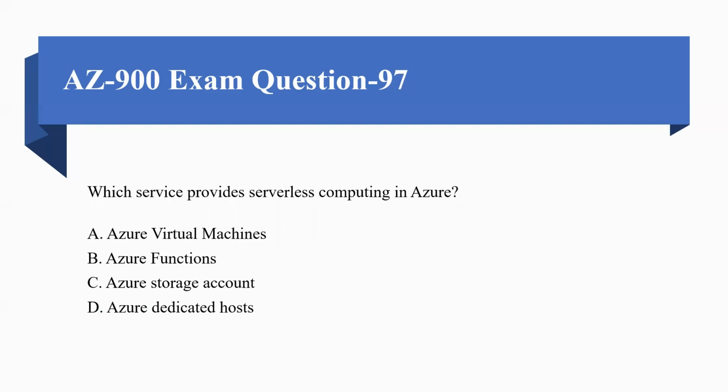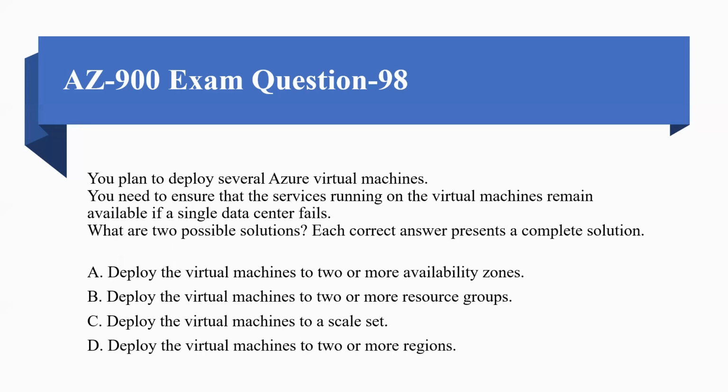Coming to question number 97, which service provides serverless computing in Azure? Option A, Azure Virtual Machine. Option B, Azure Function. Option C, Azure Storage Account. Or option D, Azure Dedicated Host. Since we are talking about serverless computing, and that is provided by Azure Function, the correct option is option B, Azure Function.